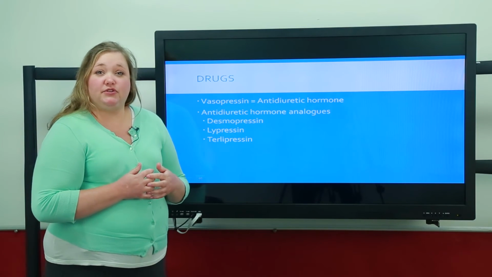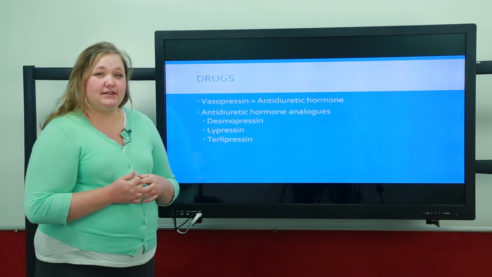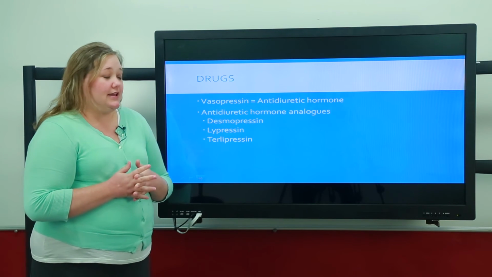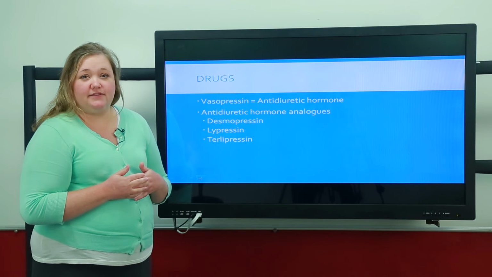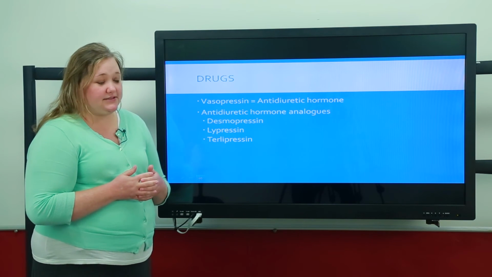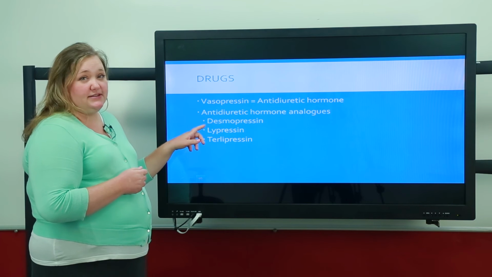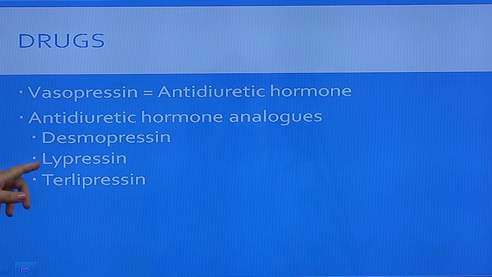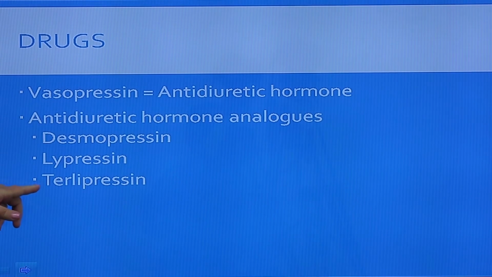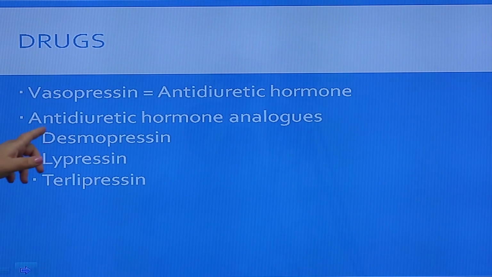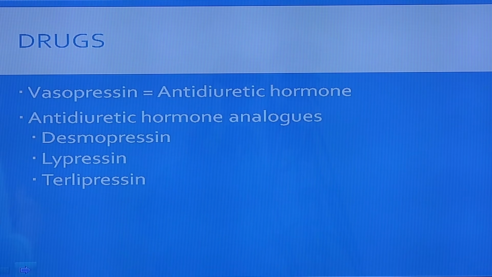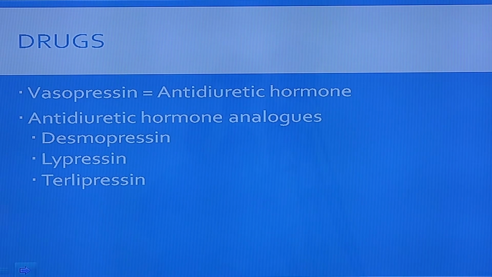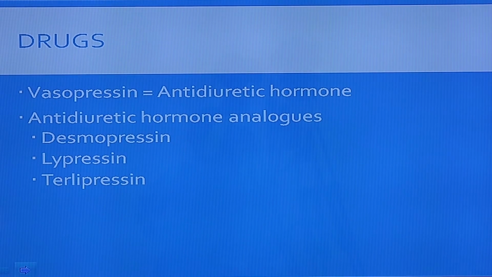So there are a few drugs in this class. One is vasopressin, and it actually is antidiuretic hormone. And then we have the antidiuretic hormone analogs. Those are desmopressin, lypressin, and terlipressin. Desmopressin is predominantly the drug of choice in this class. However, there are some unique uses of these other agents.